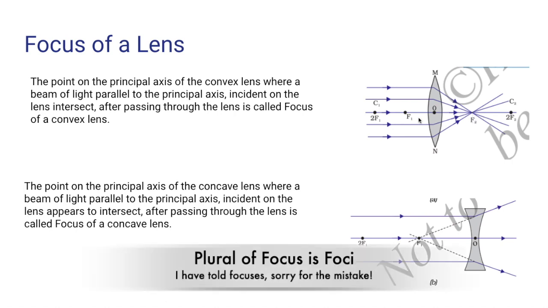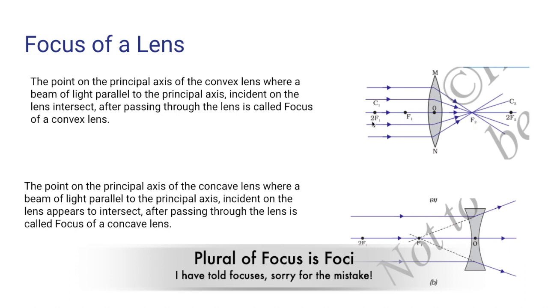How many focuses will this have? In a mirror, light could only come from one place because the other surface was silvered. But here light can come from here, light can come from here. So if it comes from here, this is the focus. If it comes from here, this is the focus. So there are two focuses.